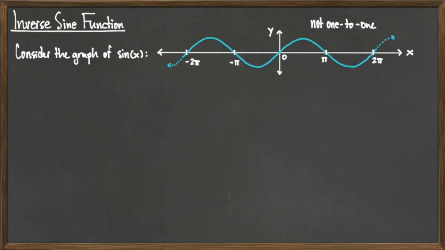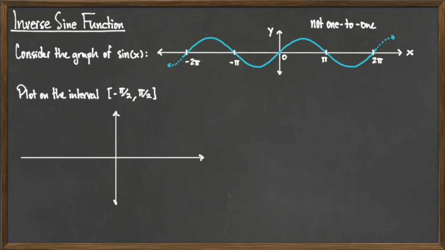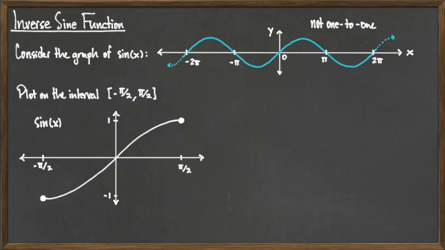So we need a function to be one-to-one in order for it to be invertible. So I'm going to graph the sine function on the restricted domain of negative pi over 2 to pi over 2, because this slice of the function is one-to-one. In other words, no horizontal line is going to cross this function more than one time.